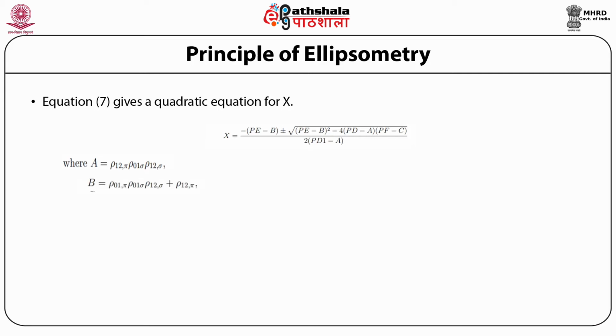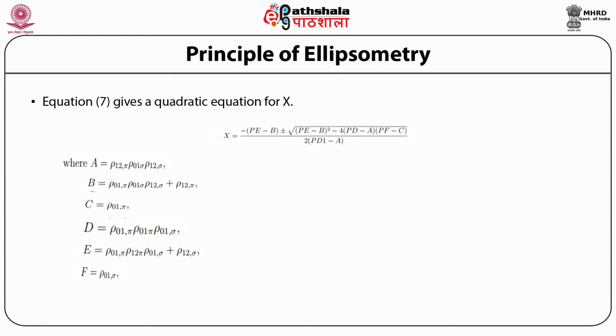B is equal to rho 0 1 pi into rho 0 1 sigma into rho 1 2 sigma plus rho 1 2 pi. C is equal to rho 0 1 pi. D is equal to rho 0 1 pi into rho 0 1 pi into rho 0 1 sigma. E equals rho 0 1 pi into rho 1 2 pi into rho 0 1 sigma plus rho 1 2 sigma. F is equal to rho 0 1 sigma.